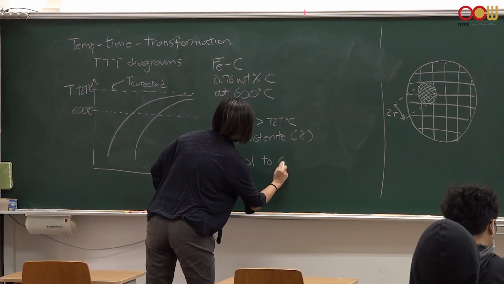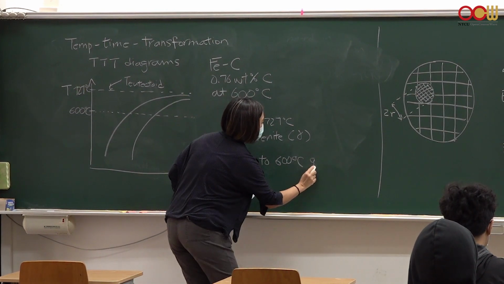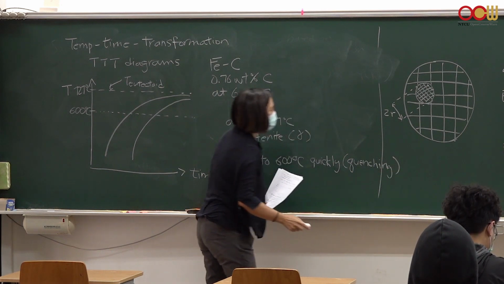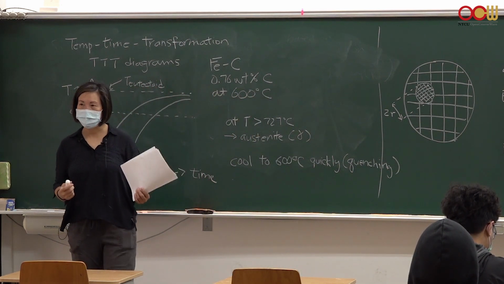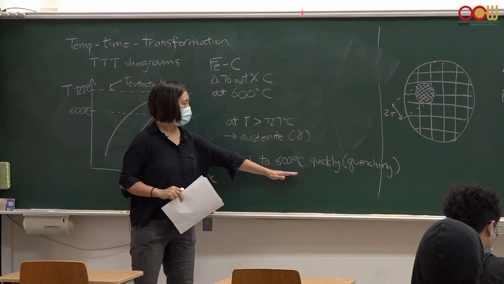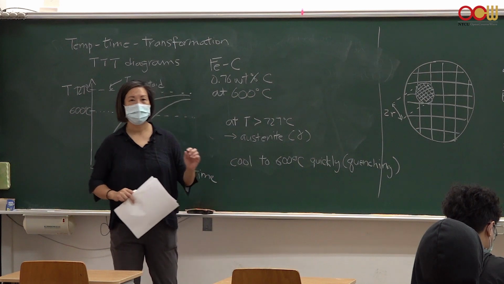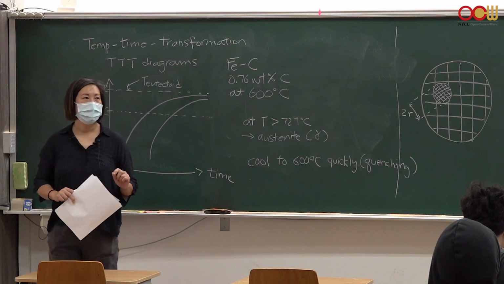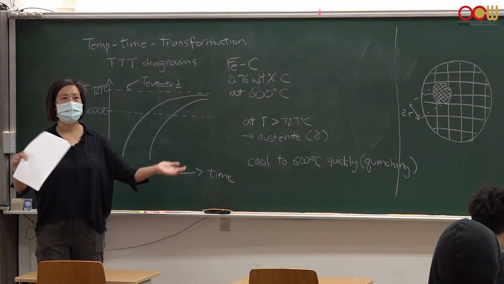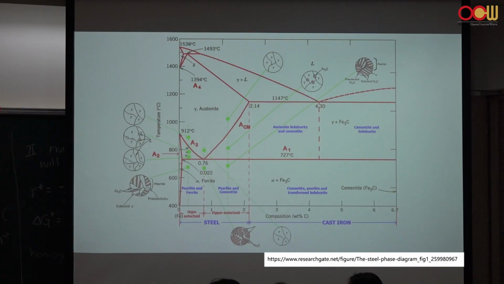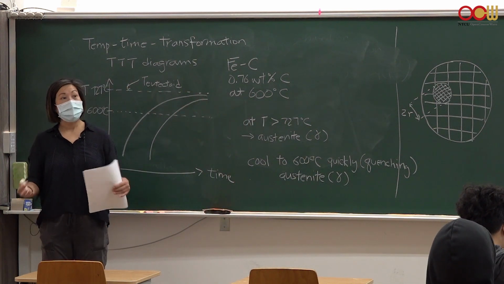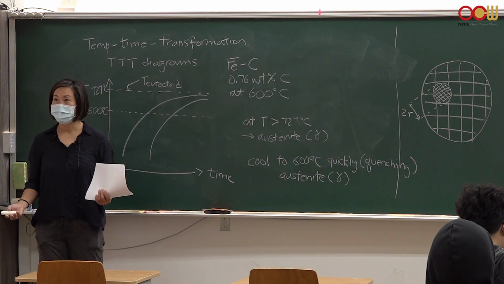So if we were to cool to 600 C quickly, a lot of times that's called quenching. When you cool something very, very quickly, it's called quenching. So we quench the metal to 600 degrees C. What do you expect might happen to the phase? What phase might you have? Based on what you know about nucleation and growth, and also the phase diagram, you'll still have austenite because you didn't give it enough time, right?